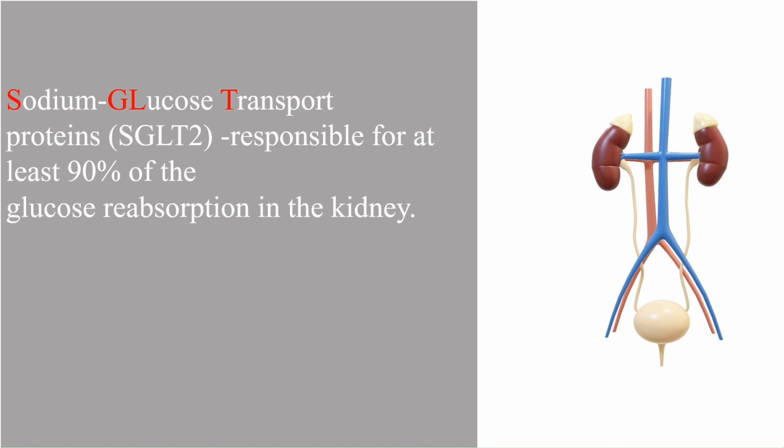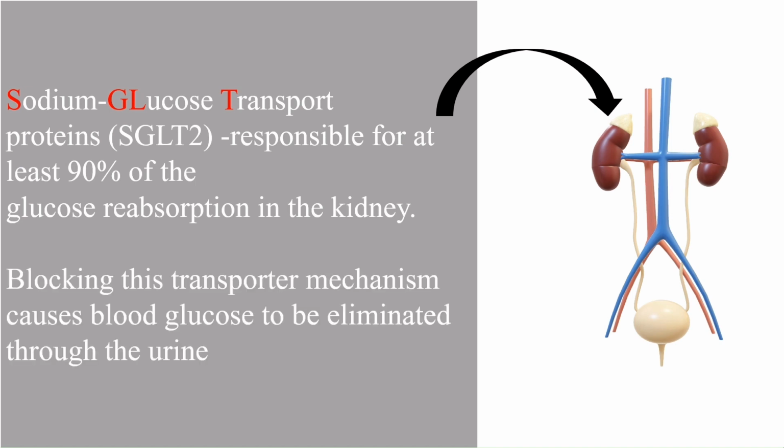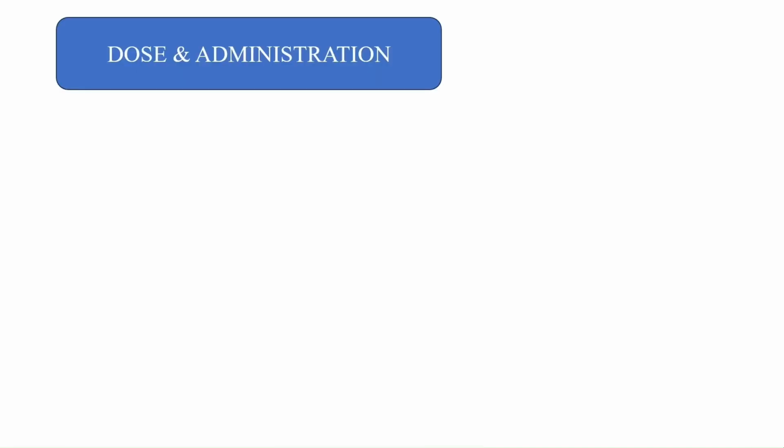The sodium glucose transporter protein, that is SGLT2, is responsible for at least 90% of the glucose reabsorption in the kidney. So, 90% of the sugar reabsorption which takes place in the kidney is because of the SGLT2. By inhibiting or blocking this transporter mechanism, blood glucose is eliminated through the urine. This is how dapagliflozin acts in the body to control the sugar level.